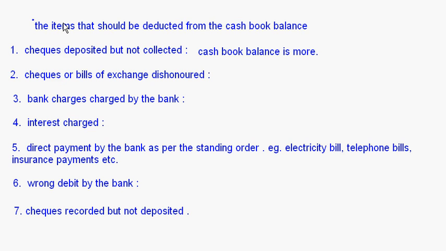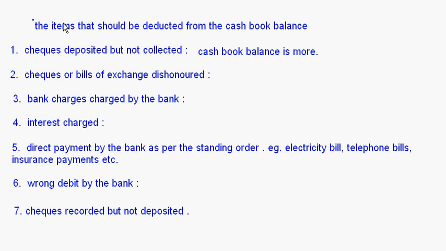The next one, bank charges charged by the bank. Whenever the bank charges any charges from the customer, it debits that amount, because that is a charge it takes from the customer for different services offered by the bank. The customer doesn't know exactly how much the bank charged or when the bank debited those charges, so unless and until he knows that, he cannot put that in the cash book. So till that time the cash book balance is more than the passbook balance, right?